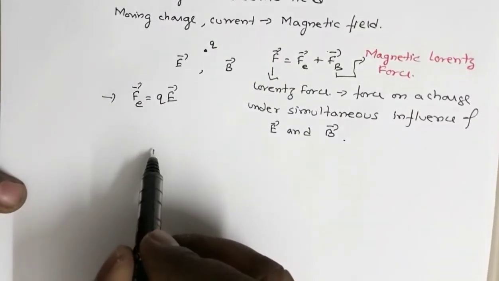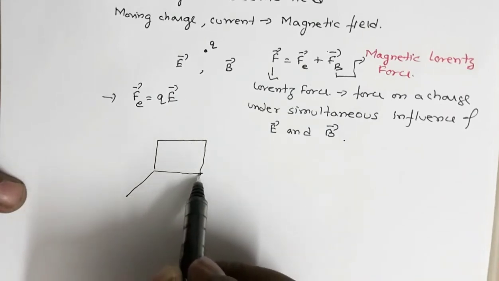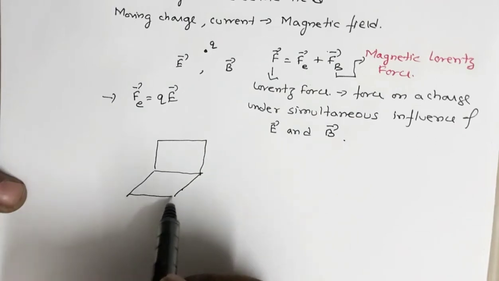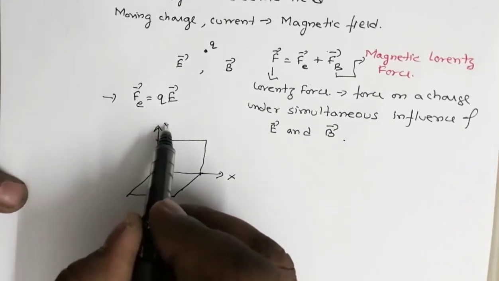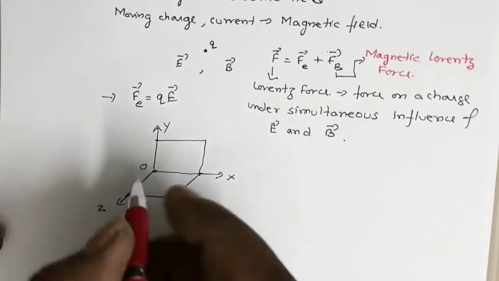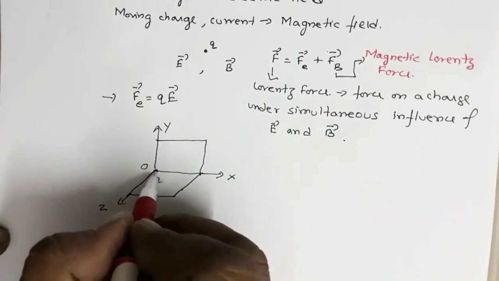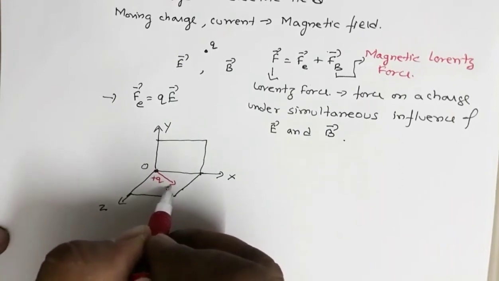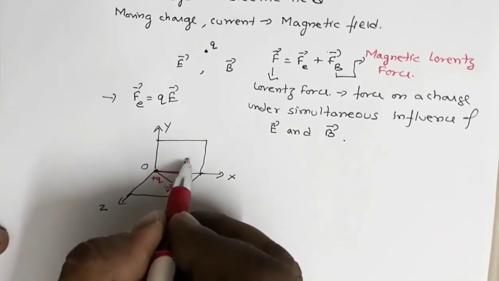Now suppose you have two mutually perpendicular planes. This is one plane, this is another plane. So these are two mutually perpendicular planes. Suppose this is your x-axis, this is y-axis, and this is z-axis. Okay, and this is the origin. Now suppose at origin you have a charge plus Q, it is moving in this direction with velocity v, and this is the direction of magnetic field.